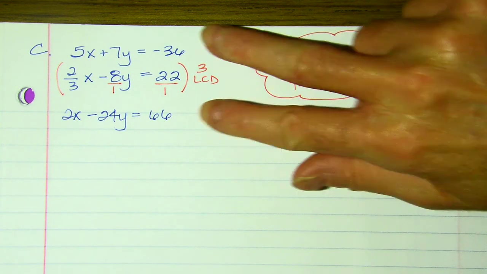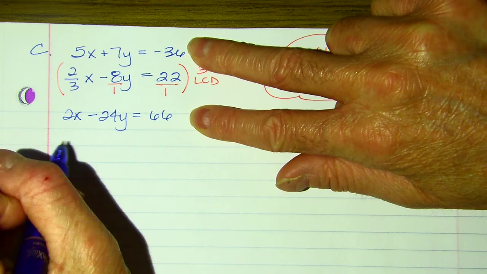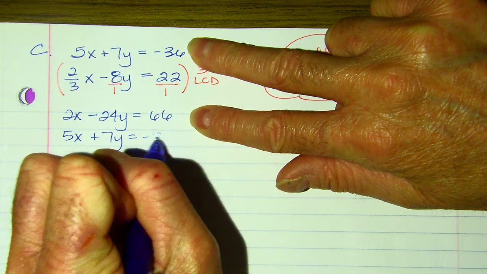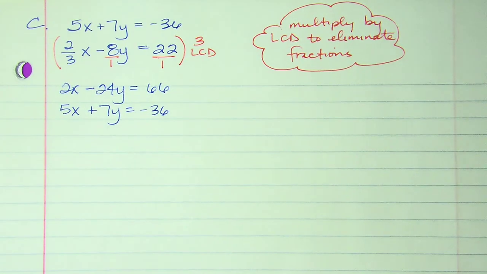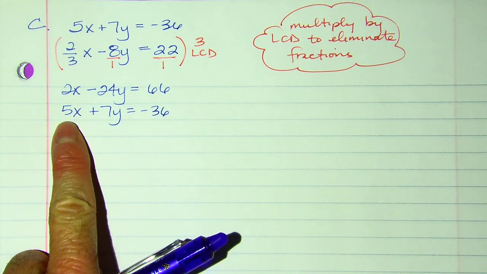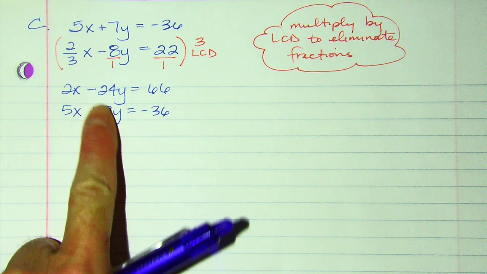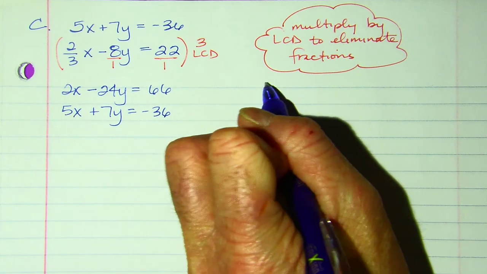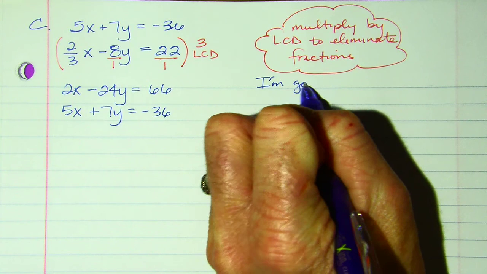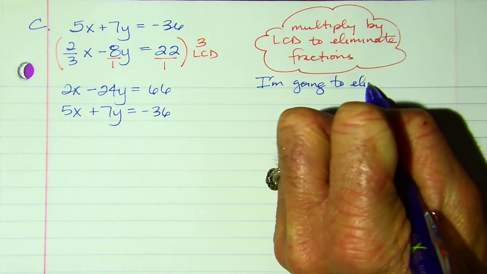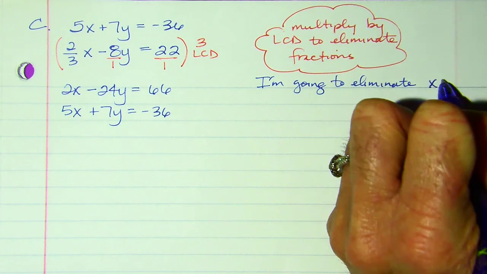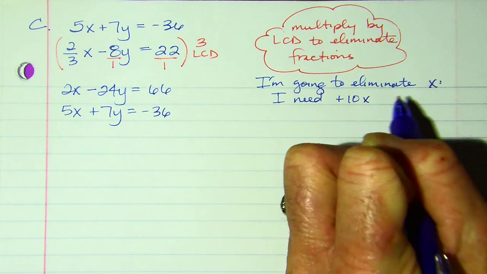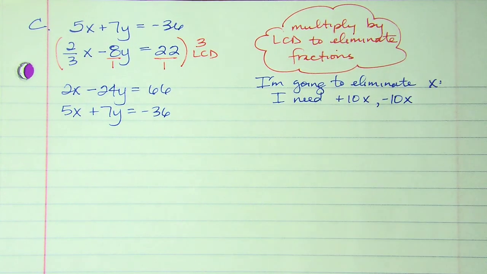Now, I see these two equations, and I'm going to write them next to each other. So I'm going to bring down the 5x plus 7y equals negative 36. Now, I have two choices. I need to make either the x's opposite or the y's. It's 24 and 7. Those are big numbers. I'm not going to deal with those. 2x and 5x. So I'm going to eliminate x. I need positive 10x and negative 10x, because 2 and 5 both go into 10.